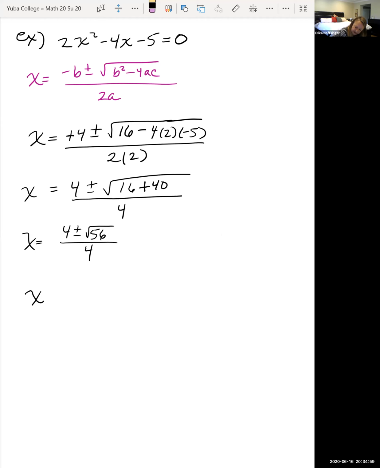56 can be broken down as 4 times 14, which is going to be 2 root 14. Okay, so this is 4 plus or minus square root of 56. I can rewrite as 2 root 14 all over 4.